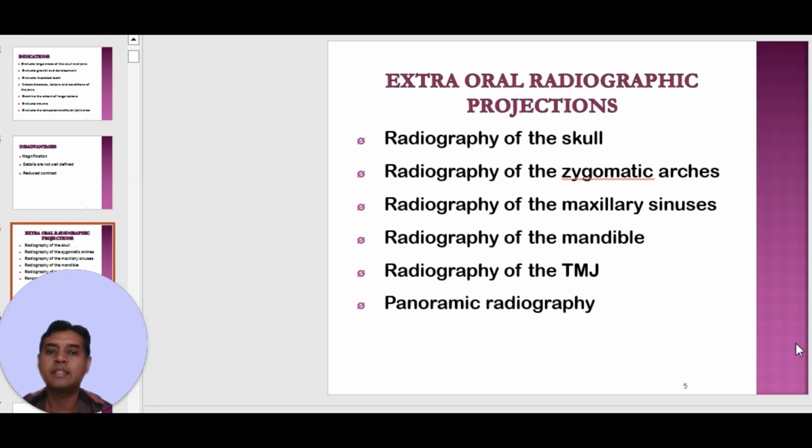Extraoral radiography projections are divided into radiography of the skull, radiography of the zygomatic arches, radiography of the maxillary sinuses, radiography of the mandible, radiography of the TMJ, and panoramic radiography.